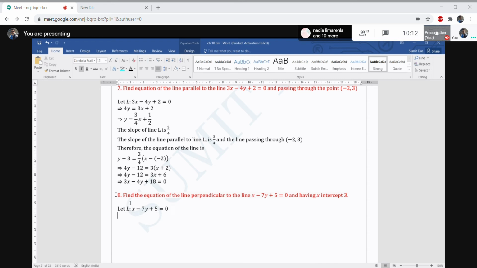Therefore, for finding the slope, it will be 7y is equal to x plus 5. Next line, y equals 1 by 7 x plus 5 by 7.